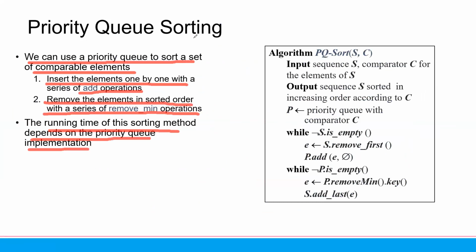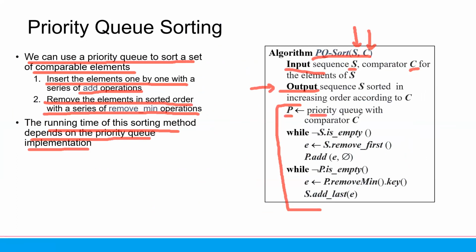So in this case, I'm using the very common sort. This is the priority queue sort, where S is the sequence and C is the comparator. Whenever we have an algorithm, we will have input and we will have output, and this is the process of how you handle the input so that you will show the output.